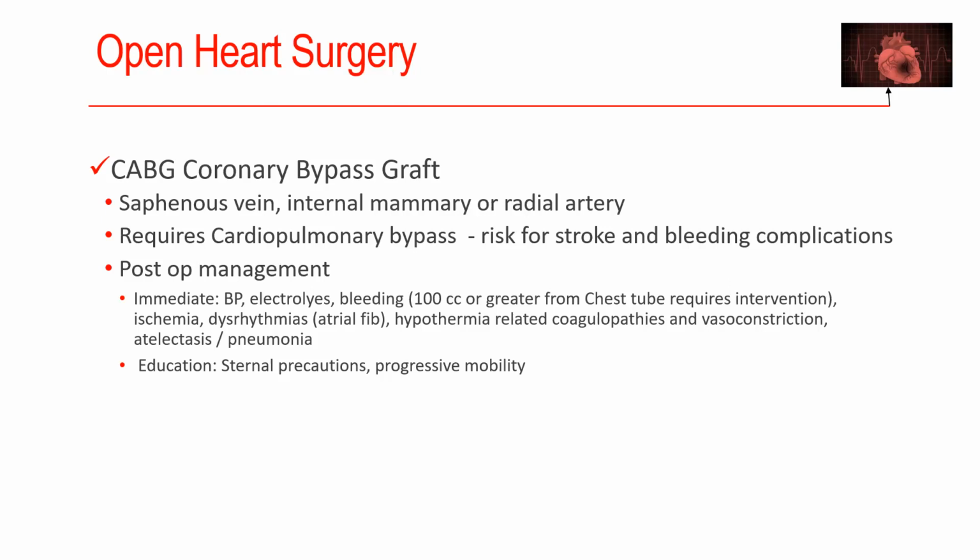Okay. Now, the question is not what kind of cardiopulmonary bypass you are doing. The question is, what's going to happen when the patient comes to you post open heart surgery? Okay. So the biggest issue is this: bleeding. 100 cc's or greater from your chest tube per hour is going to require notification and may require intervention. You're going to notify the physician. The physician is going to determine the intervention. You have to be aware that this is concerning.